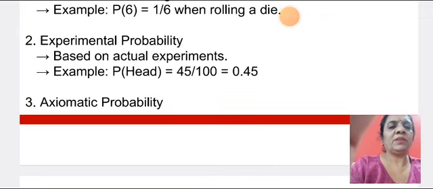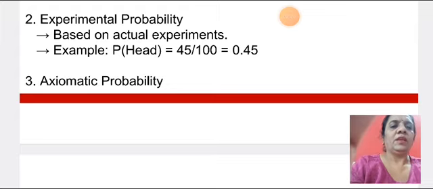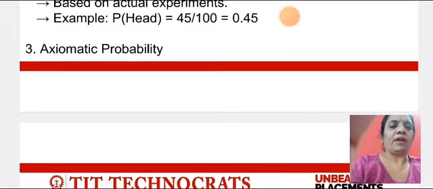Second, experimental probability. Experimental probability is based on an actual experiment. For example, if we toss a coin 100 times and we get a head 45 times, then the probability of getting a head is 0.45.